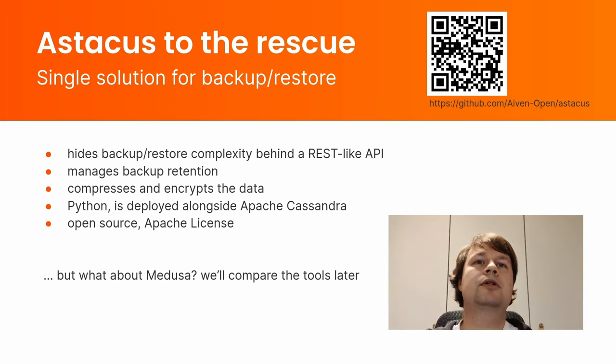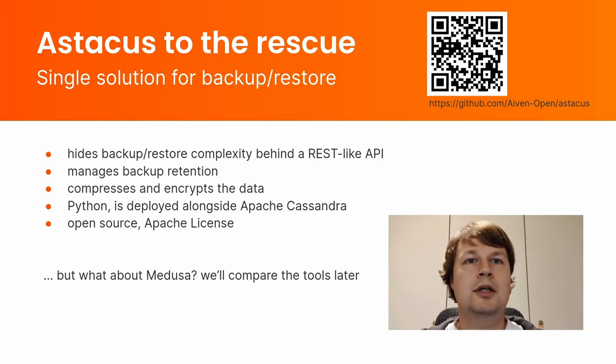Astacus hides backup restore complexity behind a simple REST-like API, manages common things such as snapshotting, uploading, downloading, and backup retention for Apache Cassandra and some other databases. It is possible to configure data compression and data encryption in Astacus, and that's what we usually do. The software is written in Python. A single Astacus process is deployed on each Cassandra node. Astacus processes interact with each other and coordinate during backup and restore operations. Finally, Astacus is open source, developed under Apache license.